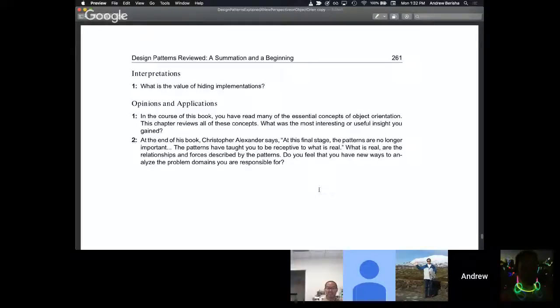Right? Final stage pattern. Yeah, I kind of say that patterns are no longer important, receptive to what is real. I'd say that's true if you understand how they work, what is real, and the relationships. Yeah, how the relationships really are, getting a feel of what the relationships are and how you handle them.